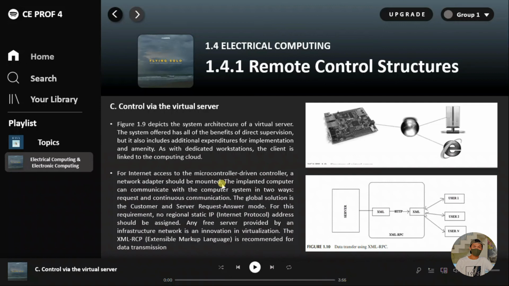The implanted computer can communicate with the computer system in two ways, the request and the continuous communication. The global solution is the customer and server request answer mode. For this requirement, no regional static IP address should be assigned. Any free server provided by an infrastructure network is an innovation in virtualization. The XML or RCP extensible markup language is recommended for data transcription.